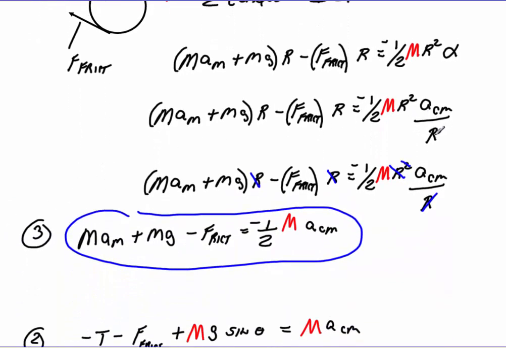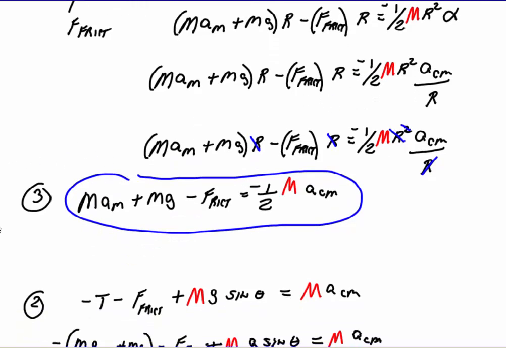So notice here, you can cancel out all the r's, as stated here, because you cancel this out, you cancel this out, that gives you an r, and r on each side, those all cancel out. So now you get down to an equation here.